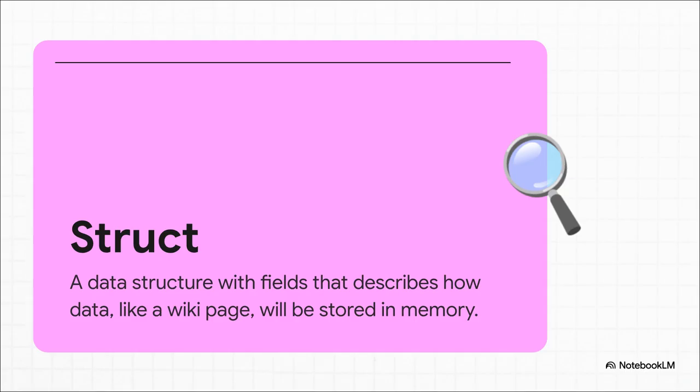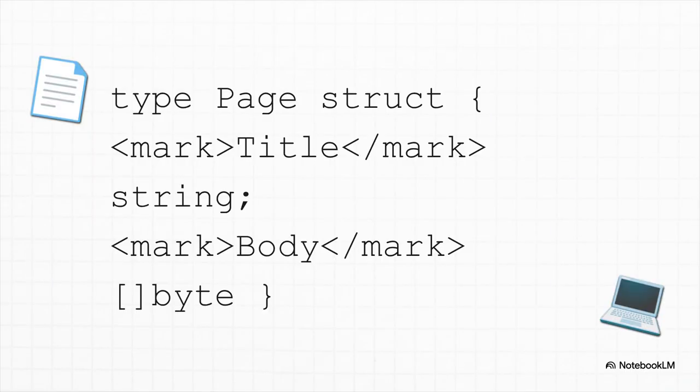So, for our wiki page, what are the essential ingredients? Well, here's that blueprint in actual code. A page is really just two things: a title, which is just some text, and a body. Now for the body, we're using what's called a byte slice. Don't let the name scare you. Just think of it as the raw fundamental stuff that makes up any file. It's perfect for saving our content.